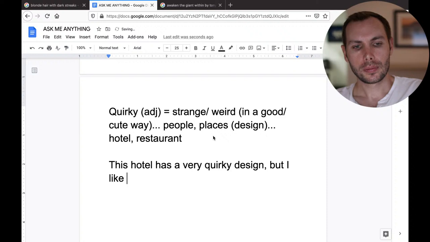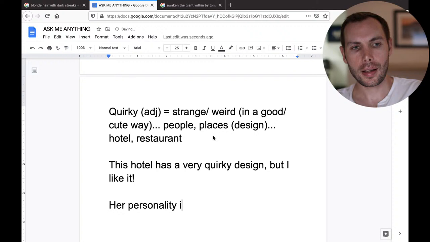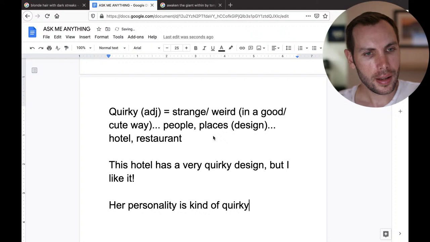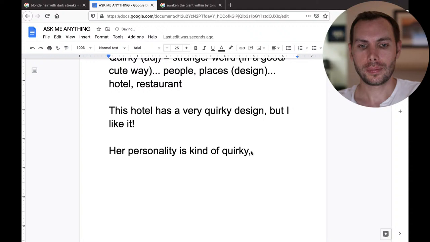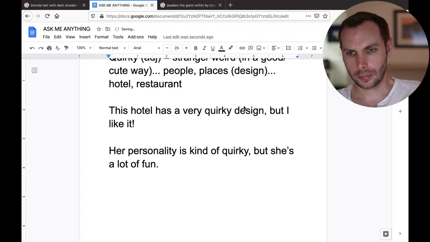Or maybe her personality is kind of quirky. I can see that Terry wrote in the comments that Sheldon from Big Bang Theory is quirky. He definitely is. He's very quirky. Her personality is kind of quirky, but she's a lot of fun. So it's not really a negative thing. Quirky.